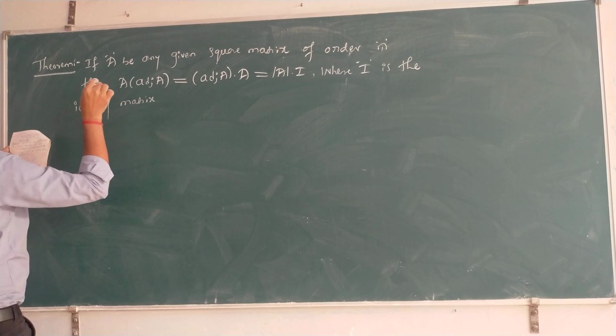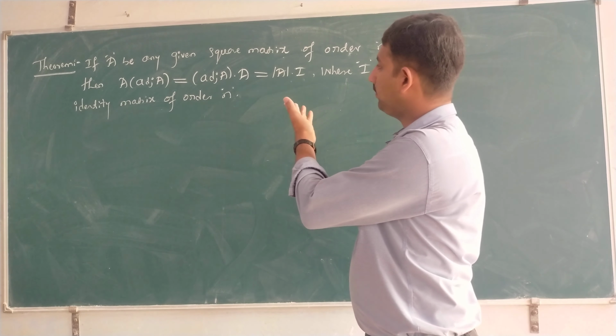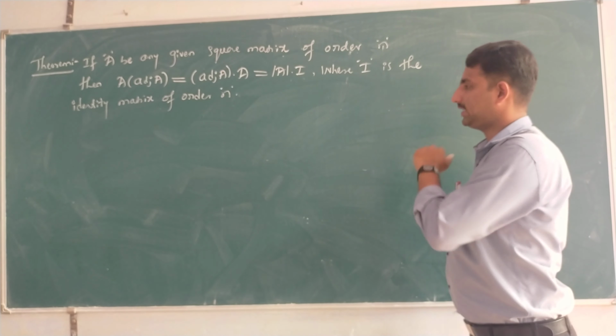I will write one example of this theorem. What the theorem says: if A is a square matrix of order n, then A into adjoint of A, which is equal to adjoint of A into A, which is the determinant of A into I, where I is the identity matrix of order n. That is, for a 2 cross 2 matrix you should take I as 2 cross 2, for A as 3 cross 3 you should take I as 3 cross 3, like that. I will find these values with the help of a suitable example.